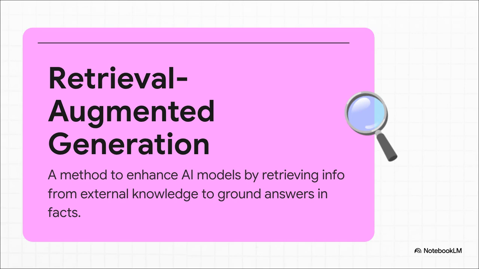This method is called Retrieval Augmented Generation, or just RAG for short, and the name tells you pretty much everything. You are augmenting or boosting the AI's ability to generate an answer by first retrieving relevant facts from somewhere else. You're basically giving the AI a direct, real-time connection to your own private library.